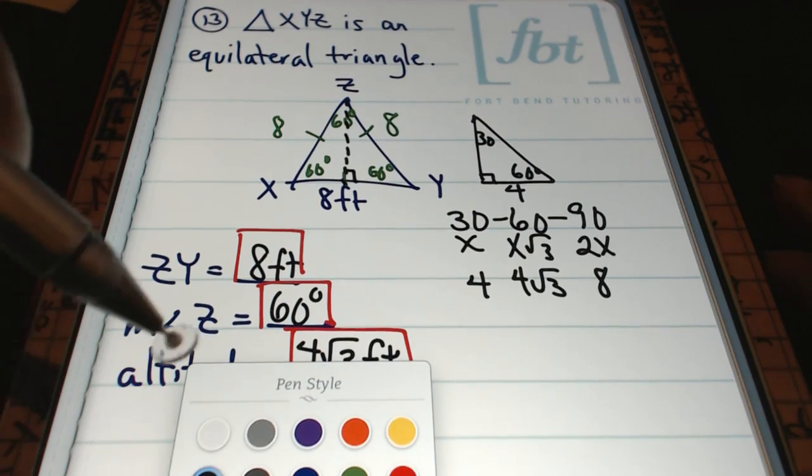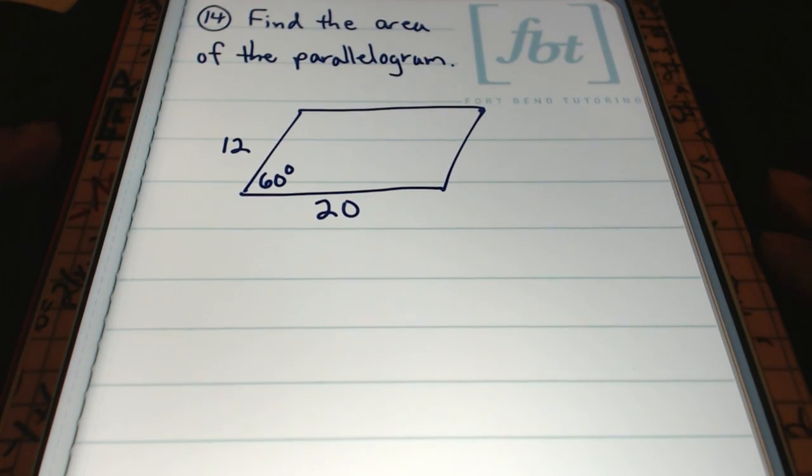I'm changing the ink to black again. I'm moving on to problem number 14. You're coming with me. Thank you. We have problem number 14, guys. With problem number 14, we want to find the area of the parallelogram. That's exactly what we want to do.